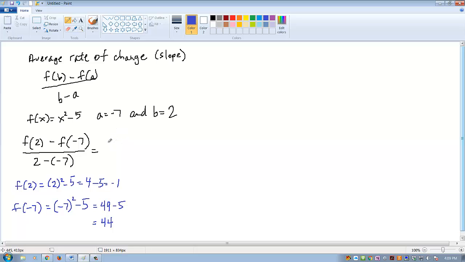So what I have here then, let me change back to black, is I'm going to have f of 2, so I'm going to put in -1, and now I have subtraction, and I have f of -7, so that's going to be 44. Now 2 minus a -7 means 2 plus 7, so that's going to be 9. So my average rate of change between these 2 points over this graph is going to be -45 over 9 or -5. So basically this is our answer. That's what we're looking for.